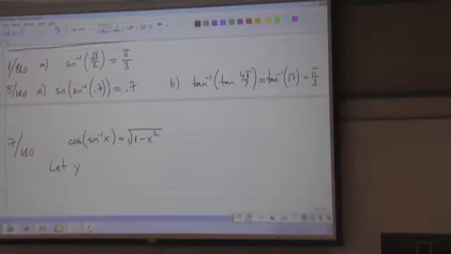Let y equal sine inverse of x. Obviously, this means that x is sine of y, and y lives between minus pi over 2 and pi over 2. Right? Does that make sense? Well, no, we haven't actually answered anything yet. Right?